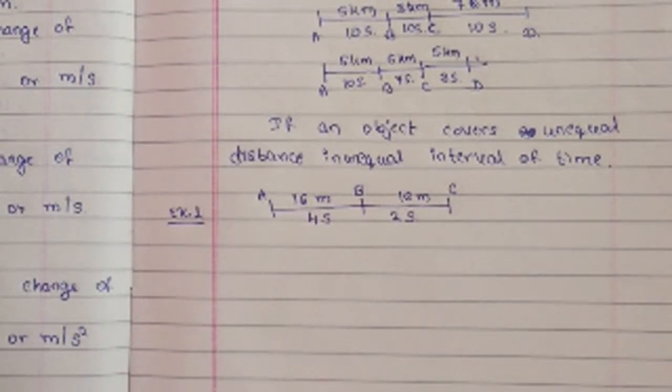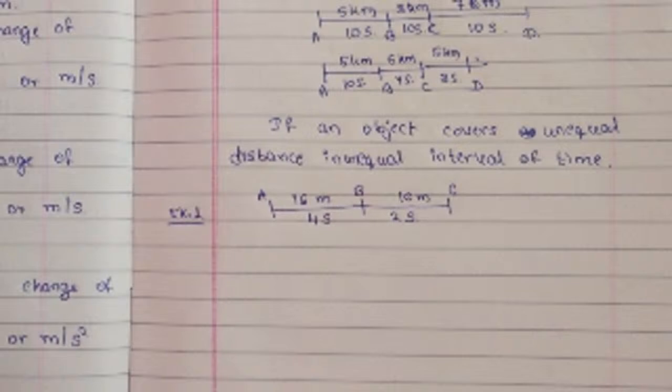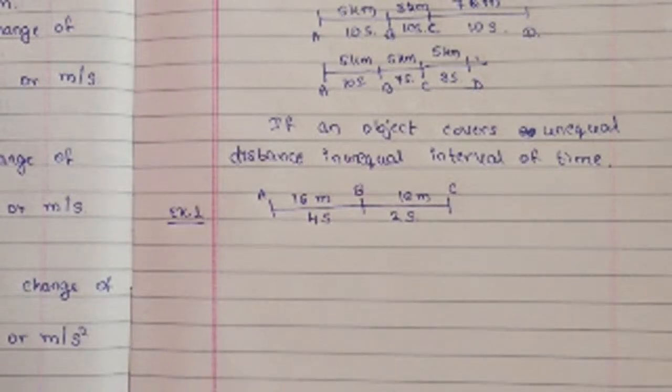We have to add the distance, and similarly we have to add the time taken to move the first 16 meter as well as the second 16 meter. Okay, I'll write the total distance traveled by the object.